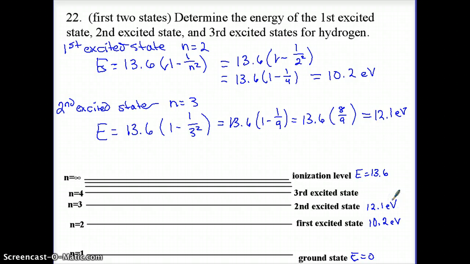I would encourage you at this point to just go on and do the rest of this problem, which is part of your homework. Go ahead and do the third excited state and make this little diagram someplace. This will be a useful thing to refer to. It'll save you some time on your future problems.